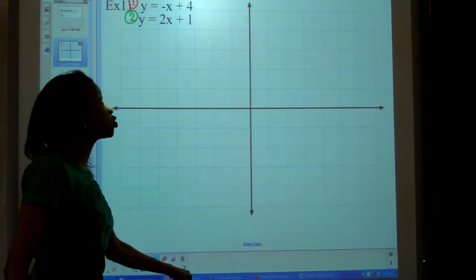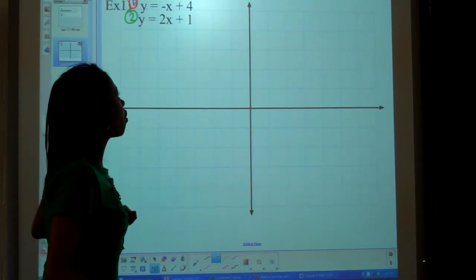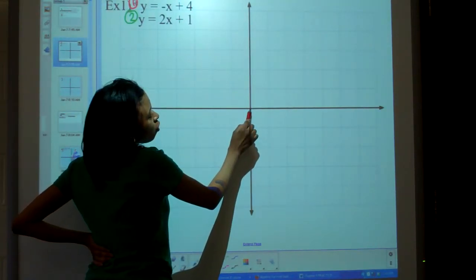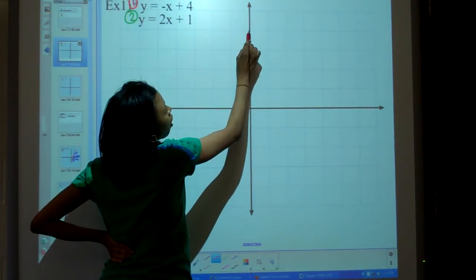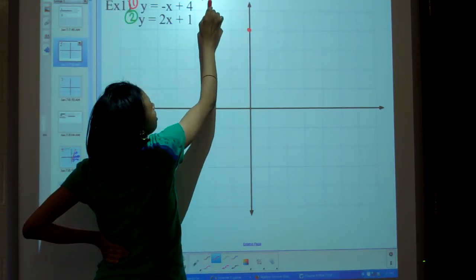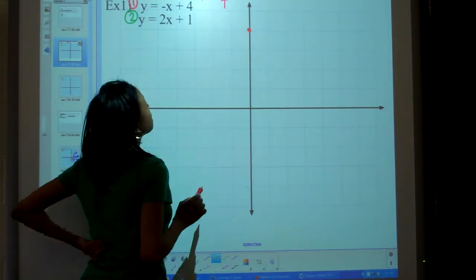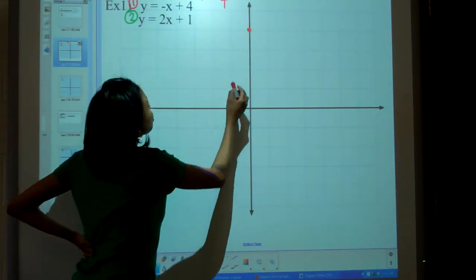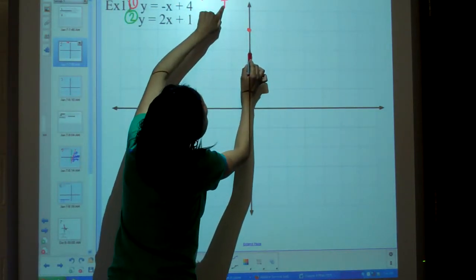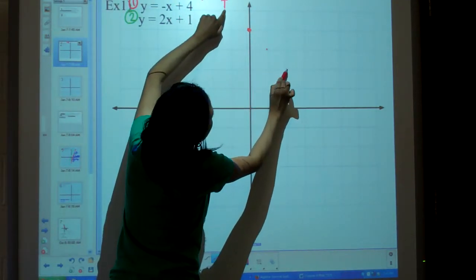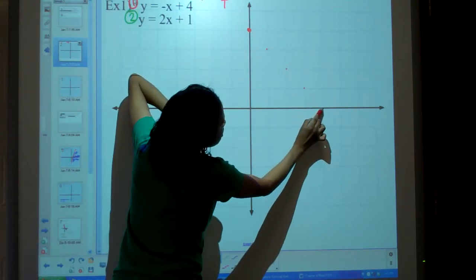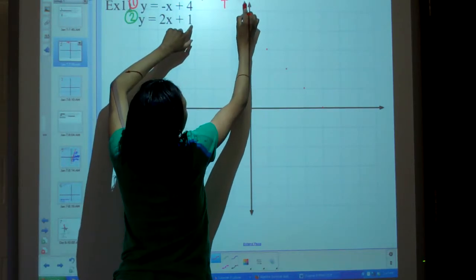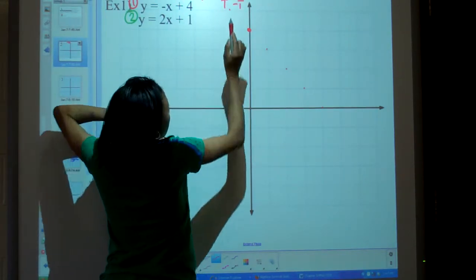So I'll start with the first one. y equals negative x plus 4. I know that the y-intercept is at plus 4, so I'm going to go to (0, 4), which is 1, 2, 3, 4. So I'm going to start there. m is equal to negative 1 over 1. It's going to be a negative graph because it's a negative 1x. So I'm going to fall down 1 and run to the right 1, fall 1 to the right 1, fall 1 to the right 1, and so on. If I want to go the opposite direction, it's just going to be positive 1 over negative 1. So here and there it is.